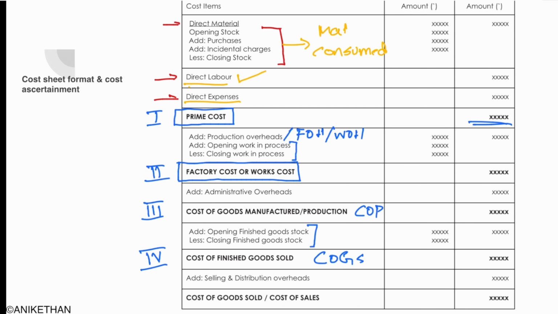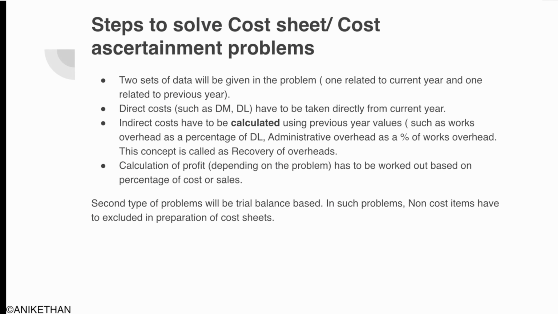Let us understand with respect to one simple process what you should do if you get a cost sheet problem. Typically two sets of data will be given in the problem, one related to the current year and another related to the previous year. First step is all direct cost till prime cost has to be directly taken for the current year. Indirect cost you have to calculate using recovery rate. That will be given in the problem. You will get something like a per hour or per piece basis of overhead recovery. That you multiply with the hours or pieces, you will get different overheads. All these indirect costs will be calculated there.